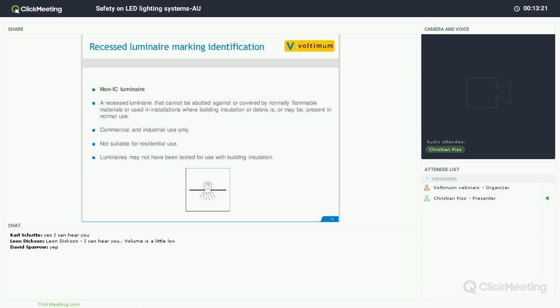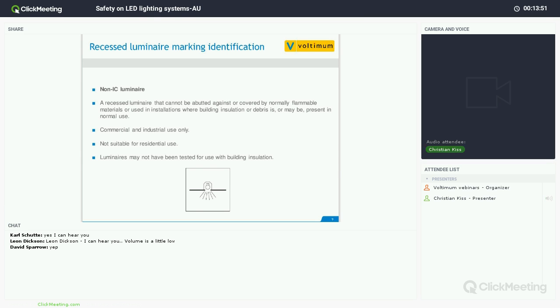So moving into the specific categorizations of products. The first one we've got is called a non-IC luminaire. Basically, this is a recessed luminaire that cannot be abutted against or covered by normally flammable materials or used in installations where insulation or debris is or may be present in normal use. So basically that really restricts it for commercial and industrial use only.